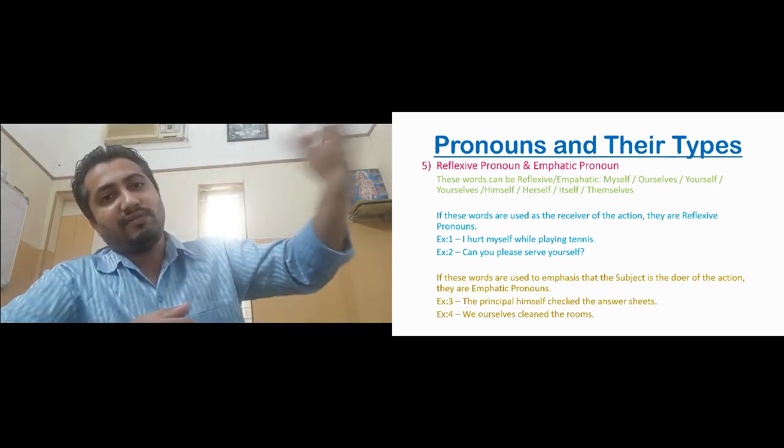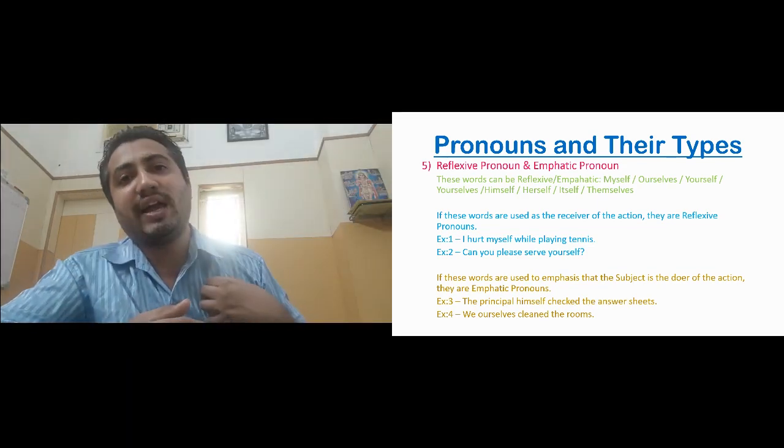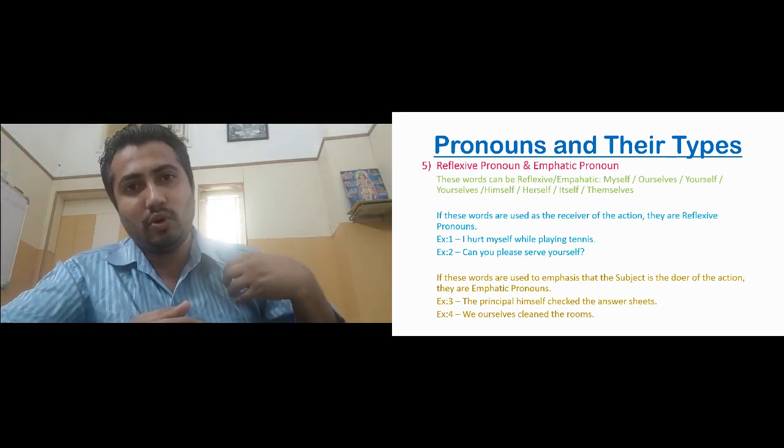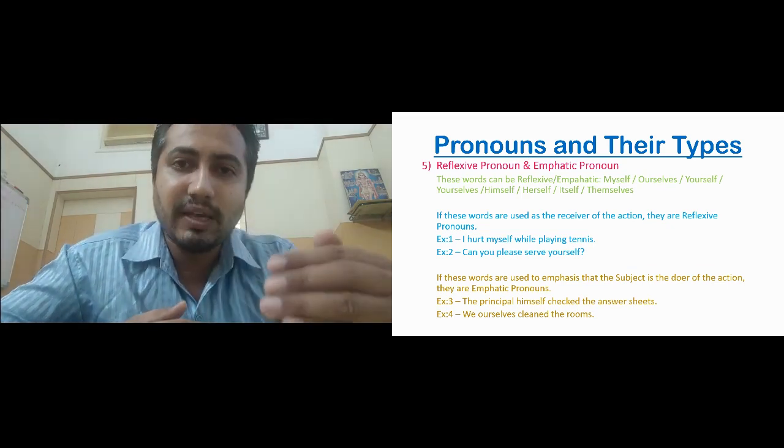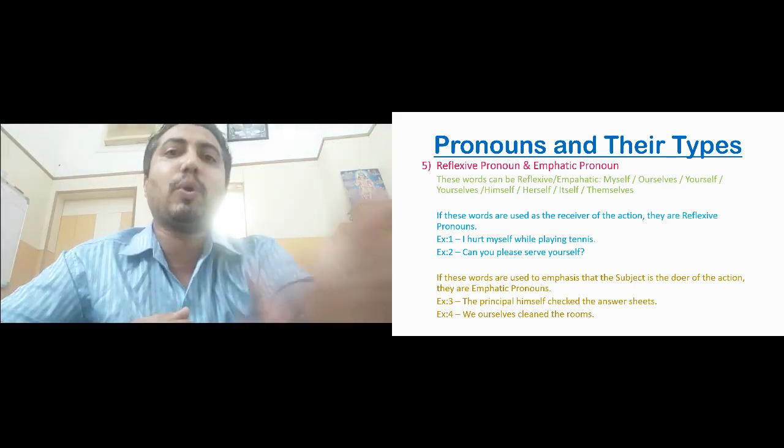I have hurt myself. The action of hurting is done on myself itself. I am the receiver of the action. Myself is hurt. So here the self pronoun, myself, is a reflexive pronoun.